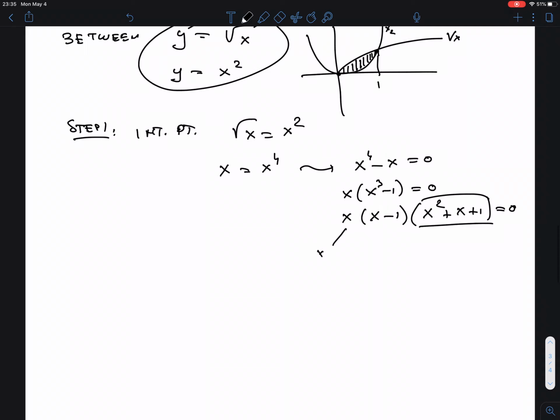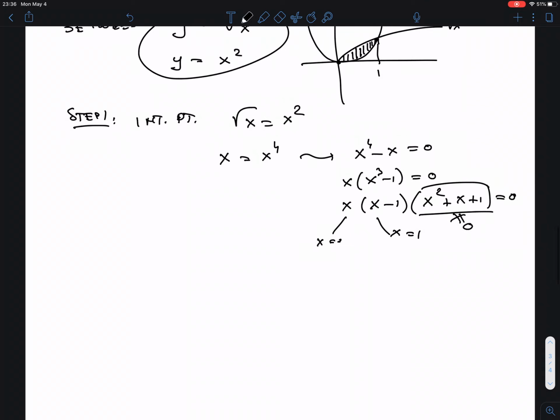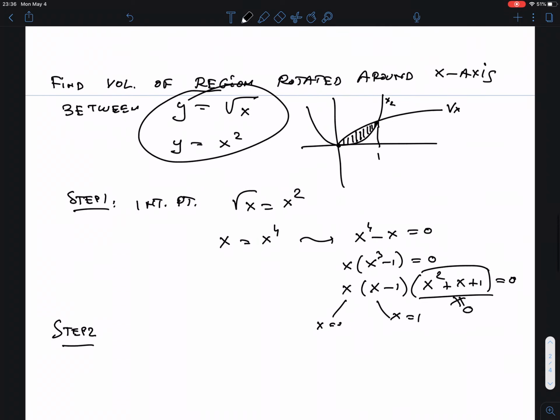So there's only two solutions, x equals 0 and x equals 1, because this is never 0. If you don't believe me, try the quadratic formula, and you see that you get only imaginary complex numbers as solutions. So we have two solutions. So step 2, there are two intersection points, like you see on the picture, right?